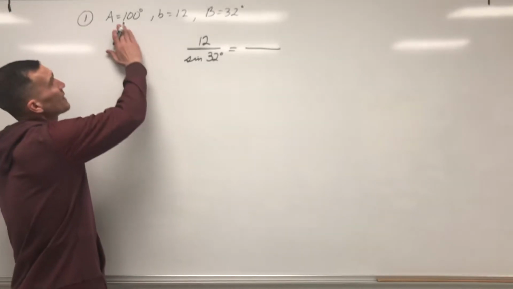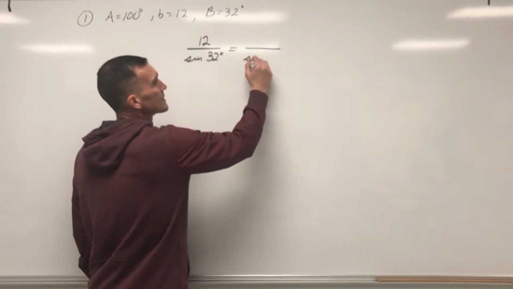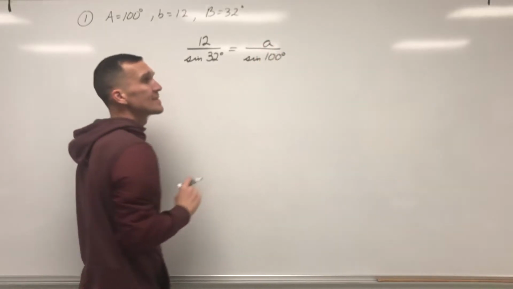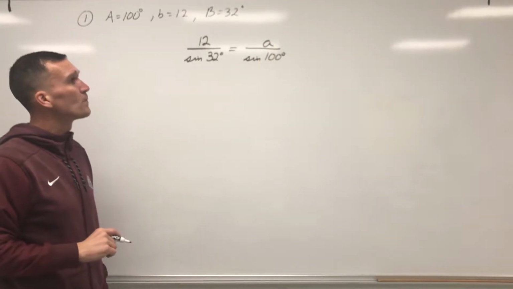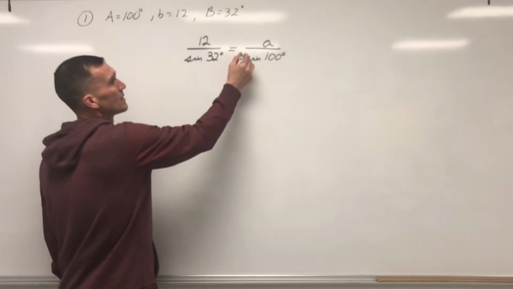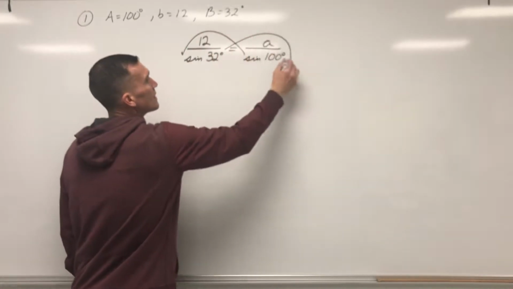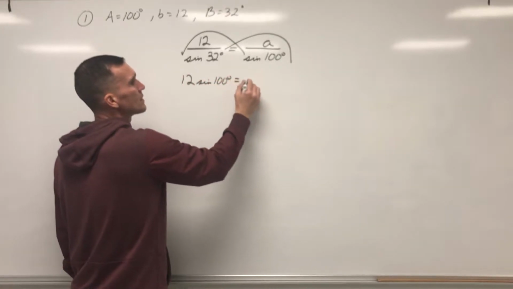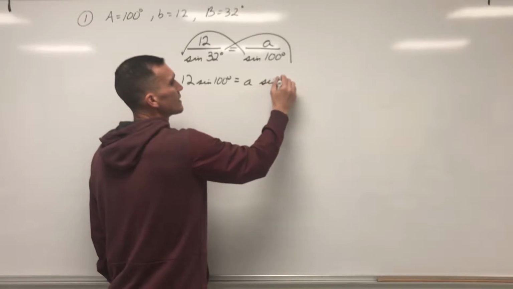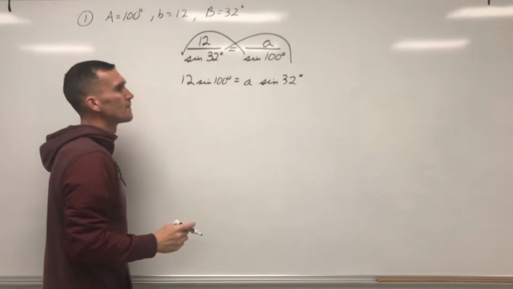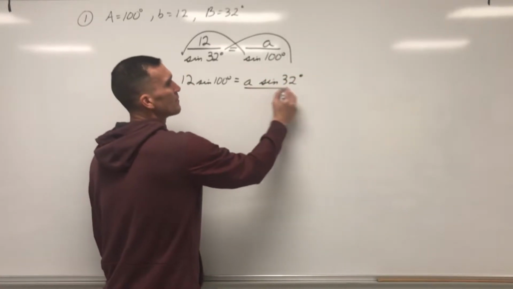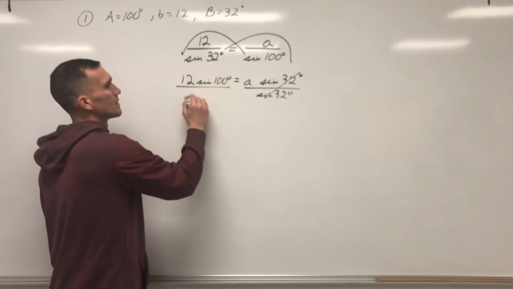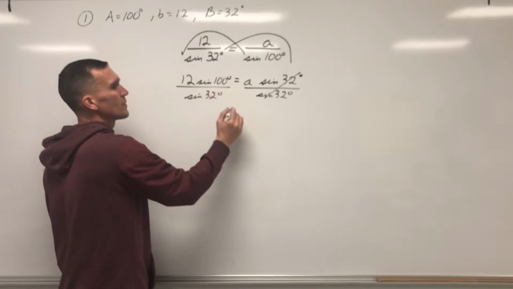So since I have capital A, I'm going to do the sine of capital A. That means I can find side little a. Now, if I cross multiply, I will have 12 times sine of 100 degrees is equal to A times sine of 32 degrees. To get A by itself, I divide both sides by the sine of 32 degrees. And that is what you type in your calculator.